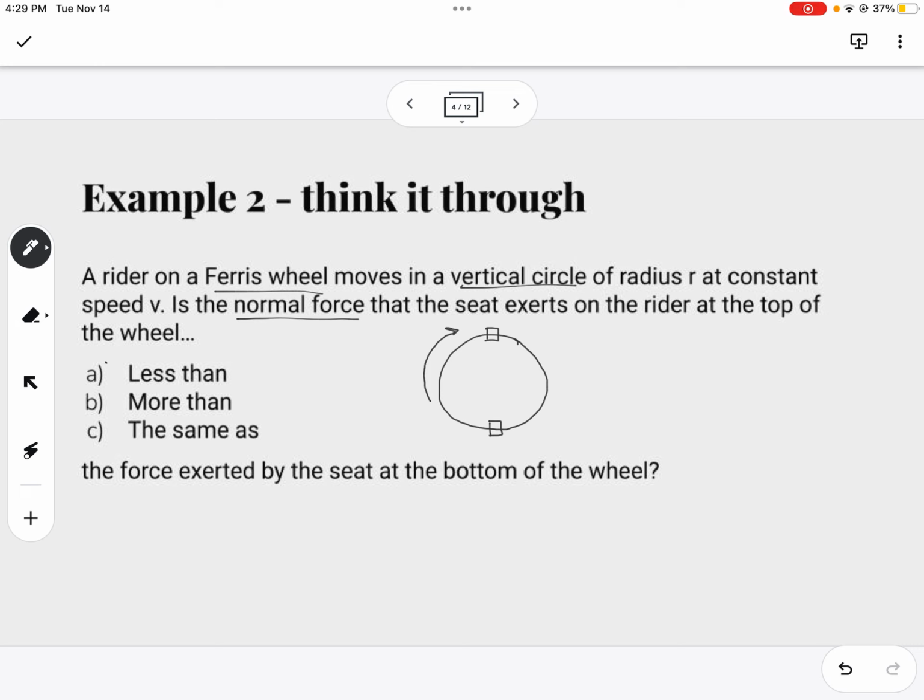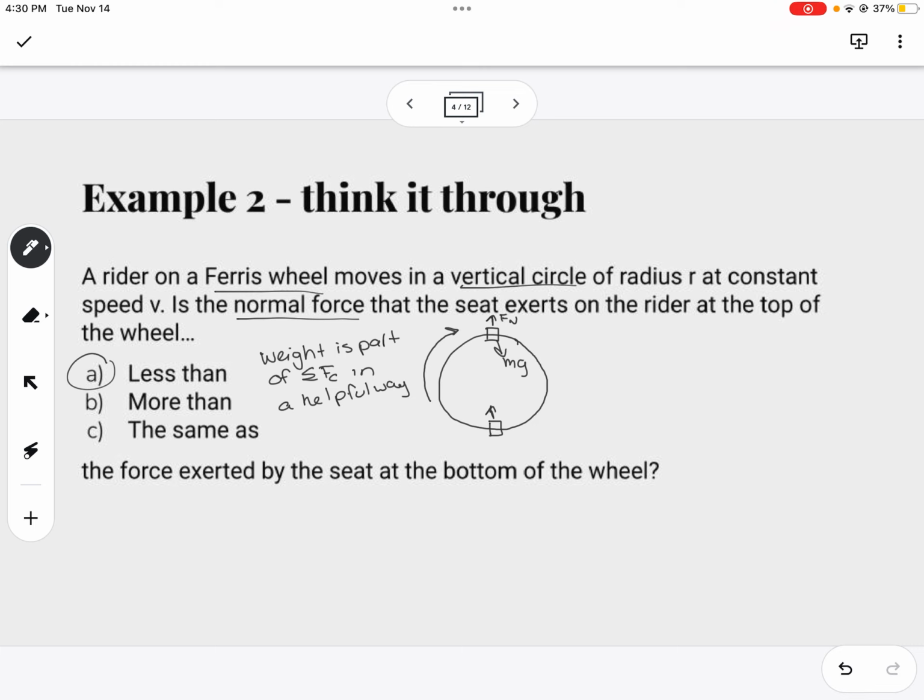So our answer for this one would be less than. Weight is part of the sum of centripetal forces in a helpful way at the top. What I mean by that is at the top, your weight is pointing towards the center. So your weight is going to help keep you in this circular path, and your normal force would be pointing upwards, actually, right? So that would be pointing upwards over here.